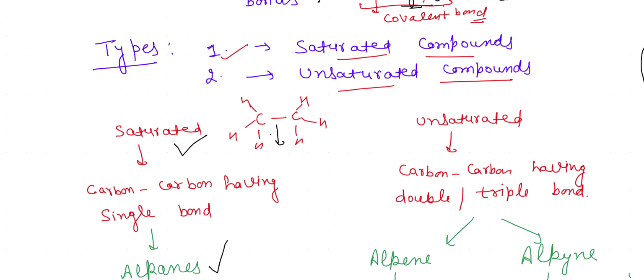So the other category is unsaturated compounds. Unsaturated compounds are those compounds in which there is a double bond between carbon and carbon. As well, there might be a triple bond between carbon and carbon. So those compounds are known as unsaturated compounds. Always remember, the carbon will form 4 bonds. Look at this molecule. In this, the carbon is forming a double bond with the carbon and the other 2 bonds with the hydrogen. So 2 plus 2 is equal to 4. It will always form the 4 bonds.